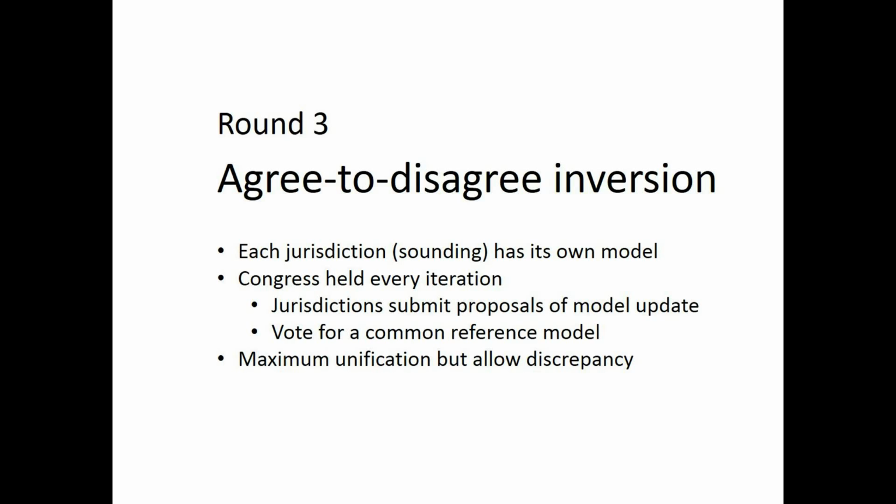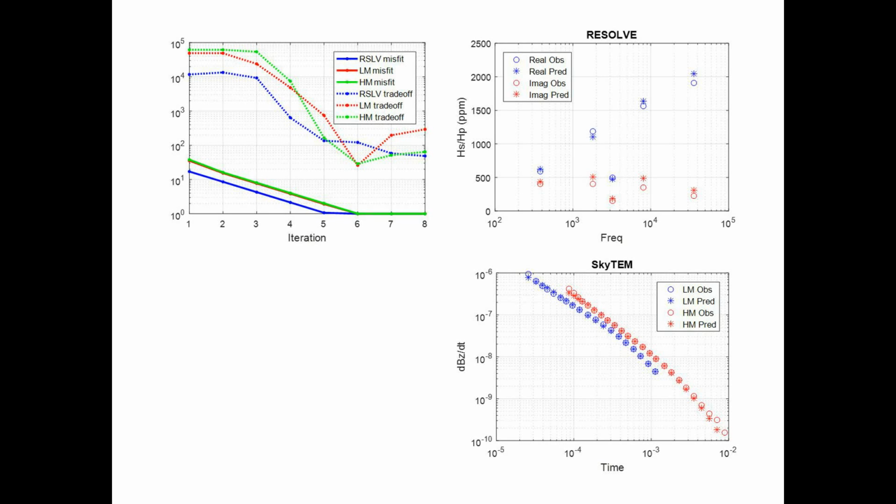So the idea here is we can maximize the unification, but at the same time, we still honor individual datasets or allow the discrepancy in the model. This is just the basic idea. So, same sounding, do the agree-to-disagree inversion, the ATD inversion. Just some statistics, summarizing the data misfit: all converge to 1 after 8 iterations. The data fit, for the exact same sounding, is basically pretty good.